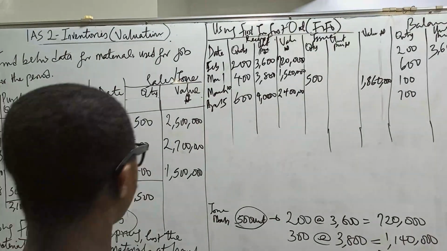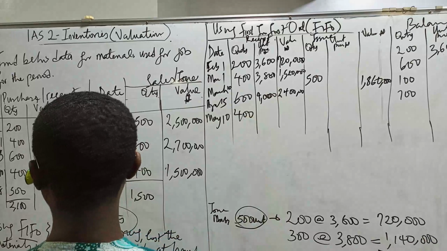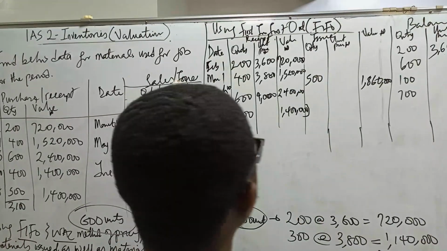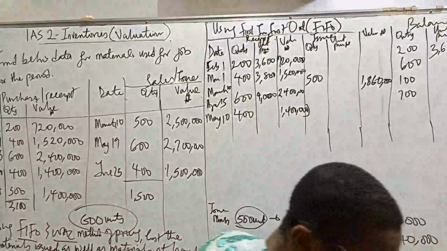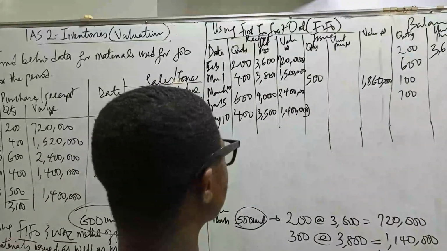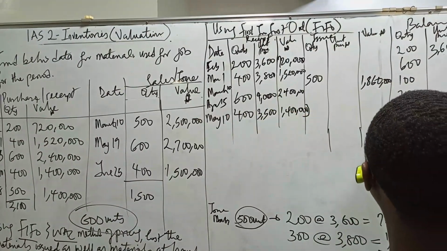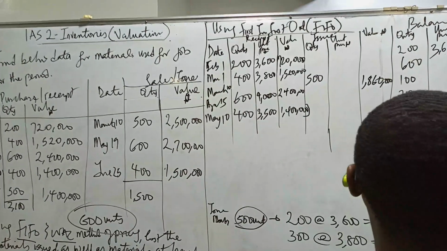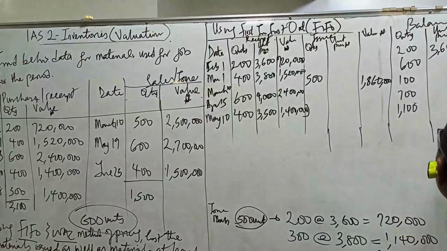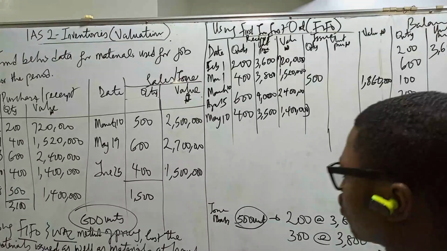So that means on the 10th of May, we have another receipt of 400 units at 1.4 million. What's the unit price of that? The unit price is 3,500 naira. Because this is an addition, it will be added to our previous balance. 700 plus 400 will increase our balance to 1,100 units. And this would also impact our balance in value. Adding this to this will give us 4,180,000.